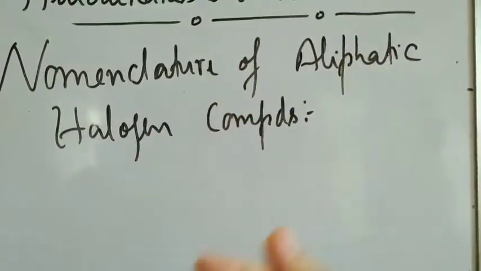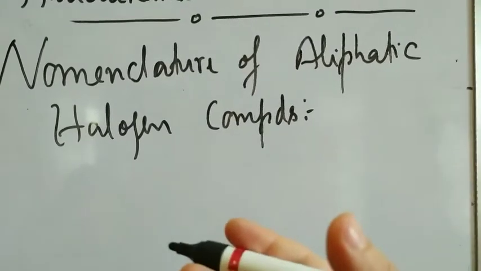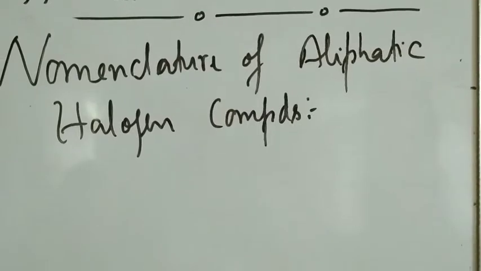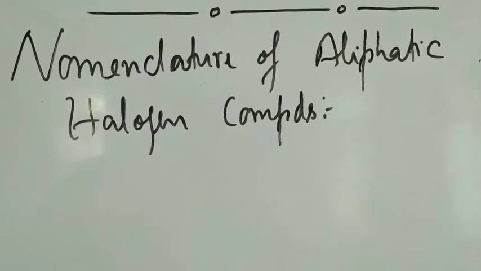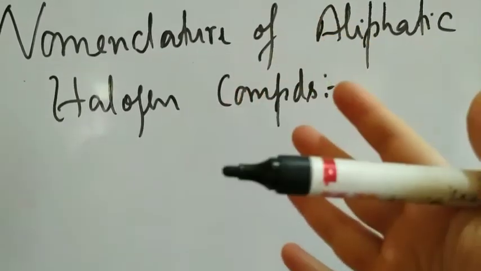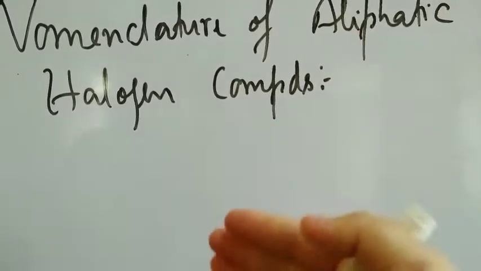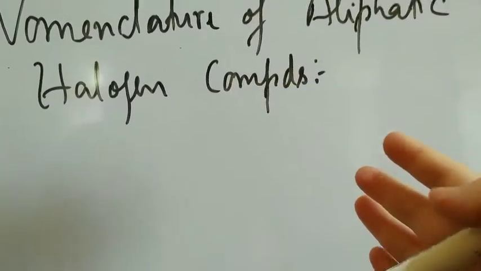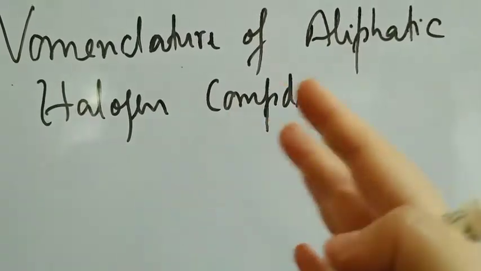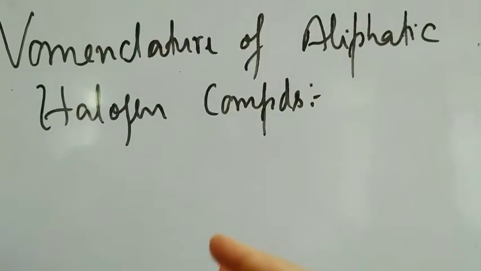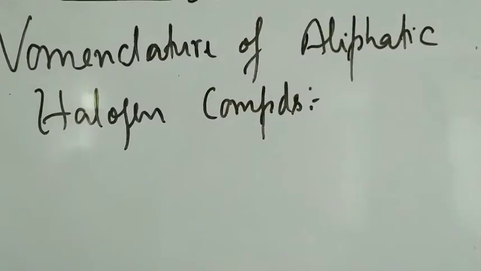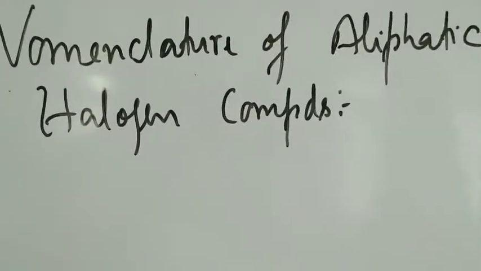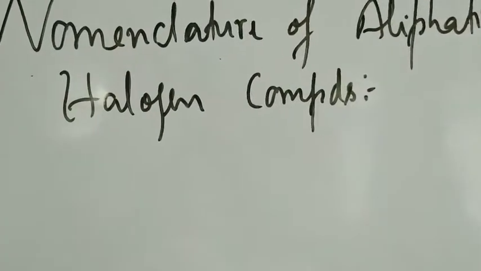You have to see whether the compound is a monohalogen derivative, a dihalogen derivative, or a trihalogen derivative. Then we have to pay attention to the position. If it's a dihalogen derivative, what is the position of those two halogen atoms? Are they on the same carbon atom? The name will be different. Are they on the adjacent carbon atoms, or are they on the terminal carbon atoms? So it is something you will have to pay attention to.